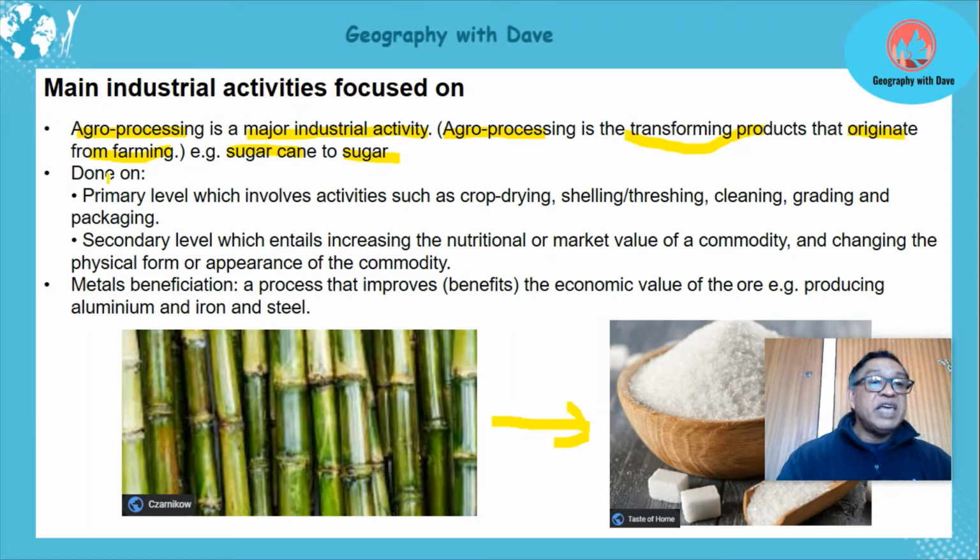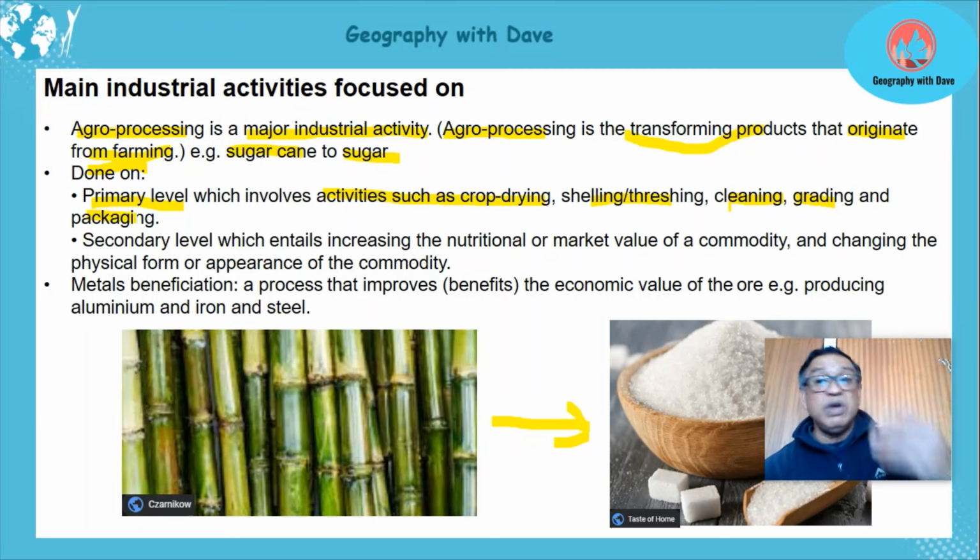It can be done on a primary level, which involves activities such as crop drying, shelling, cleaning of the crops or agricultural products, grading and packaging. What grade they are, grade 1, grade 2, and packaging them.